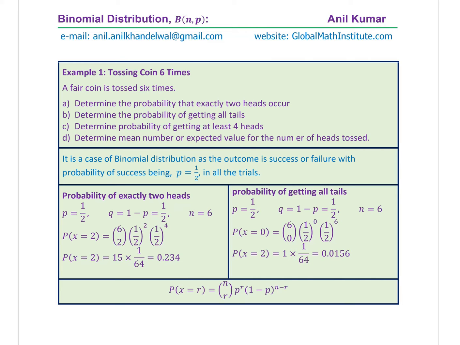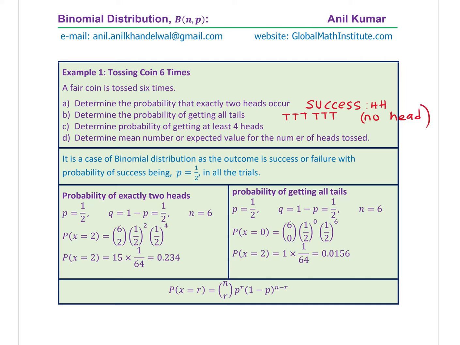So we're looking for the probability of heads, and the success will be treated as heads. When we say two heads, that means twice we should get heads. Next, determine the probability of getting all tails. All tails means there are 6 tails, so we want to look for all tails. That could also be seen as no heads.